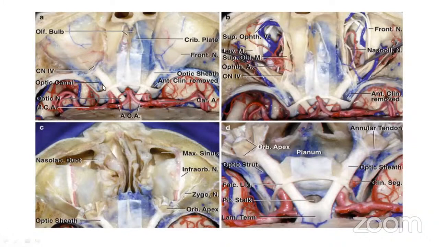This is the same diagram which we have seen before, and we are looking from superiorly. Periorbital fat has been removed, and this is showing the anterior. On the medial side, we can see the olfactory nerve, which lies above the cribriform plate of the ethmoid bone, and laterally we can see that some part of the orbita has been removed to show the frontal nerve and the nasociliary nerve.